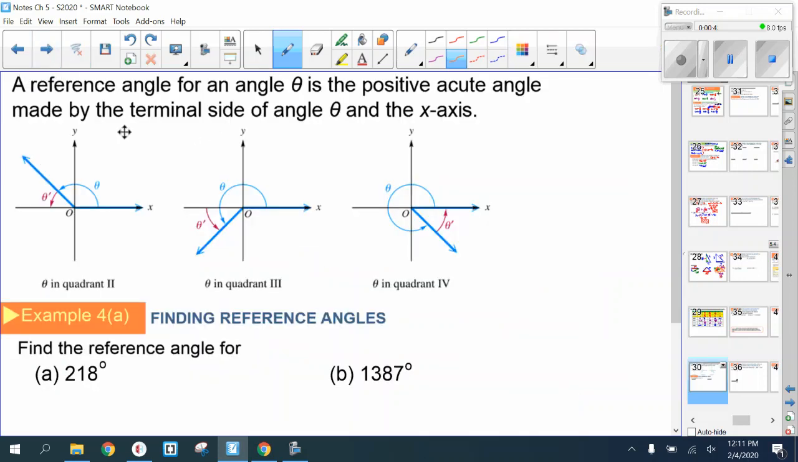So I'm going to change gears here. In order to do some of these problems, we're going to have to do something with the reference angle. A reference angle for an angle theta is the positive acute angle made by the terminal side of angle theta and the x-axis. It's really important that you make this angle with the x-axis. Okay, so check out what we're looking at here.